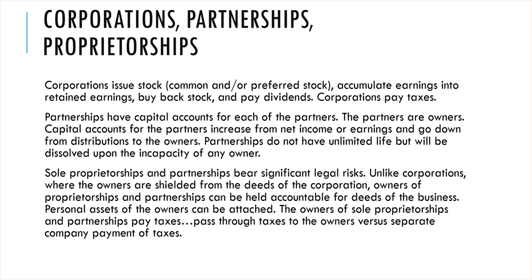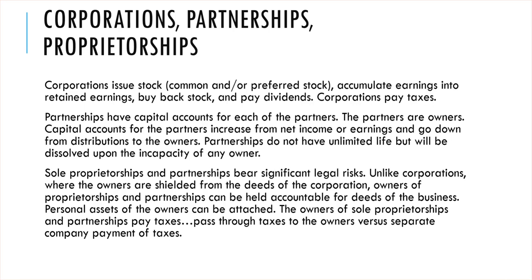Corporations issue stock, common and preferred stock, and sometimes corporations have different levels of stock, and these are called classes. The different class designation means some shares will not have voting rights and some shares will have voting rights. Corporations also accumulate earnings that go into retained earnings. They can buy back their stock, they can pay dividends, and they also pay taxes.